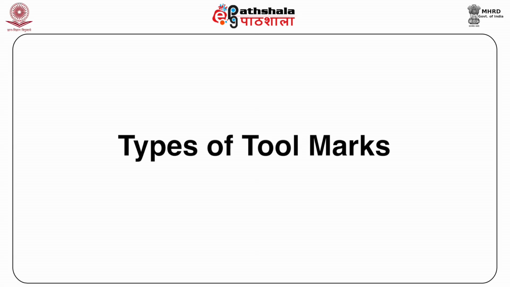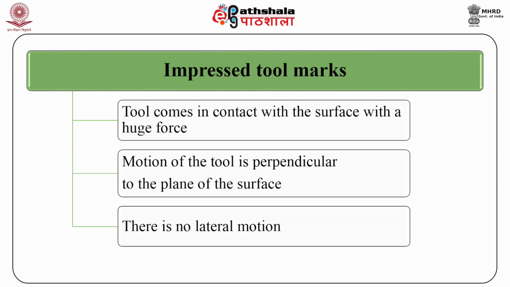Depending on the force with which a tool comes in contact with the softer surface, tool marks are divided into two different categories. Firstly, impressed tool marks. Secondly, striated tool marks. Starting with the impressed tool marks. Impressed tool marks occur when the surface onto which the tool comes in contact is softer in comparison. When the tool comes in contact with the object, which is softer than the tool, with a huge force in a motion perpendicular to the plane of the surface, leaving an impression on the surface, such tool marks are called impressed tool marks. There is no lateral motion.